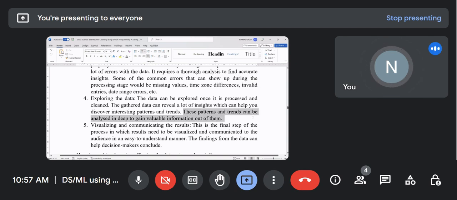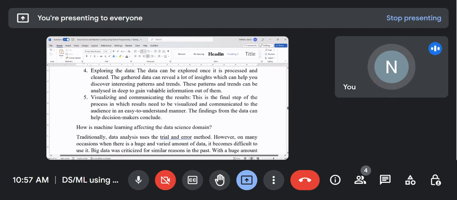These patterns and trends can be used ahead. This will give you valuable information. So I need to explore the data. I need to check which feature, which parameter is important in the data, and then find the patterns and trends in that particular data. Then we can perform the visualization, that means diagrams, graphs, plots, charts, whatever you want to do.